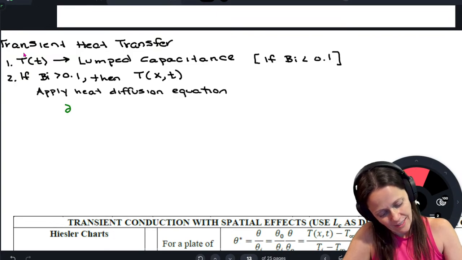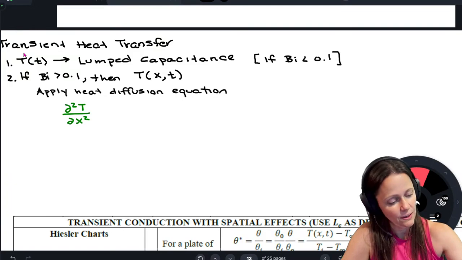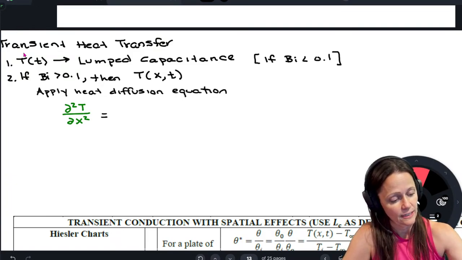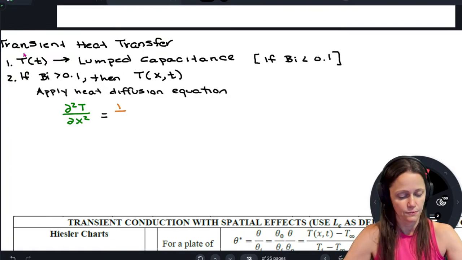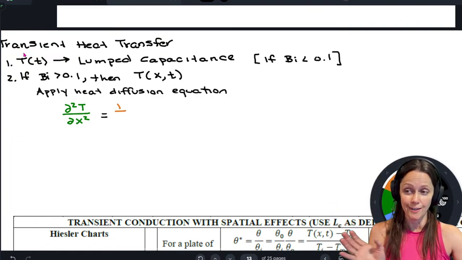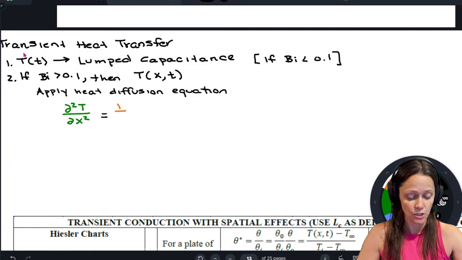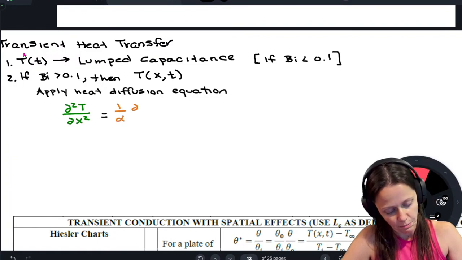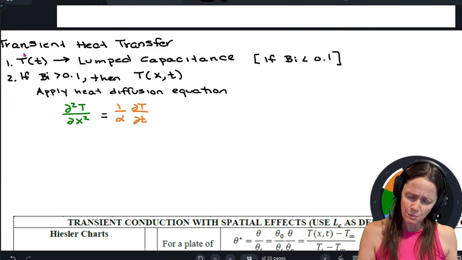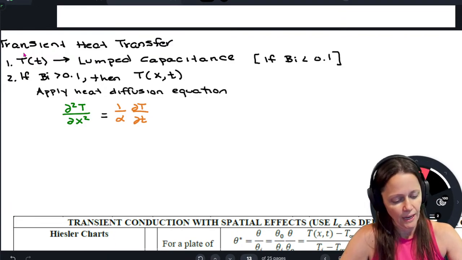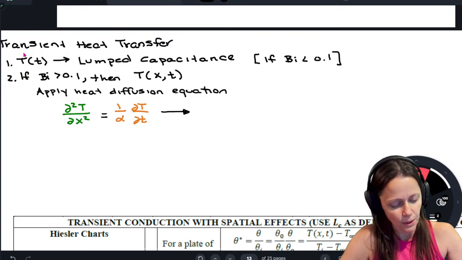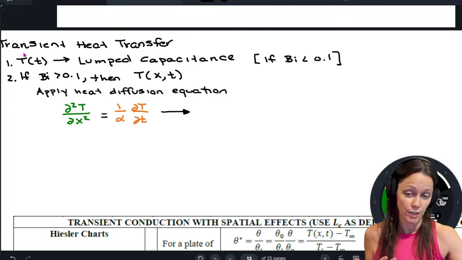All right, so then all I've got left of that heat diffusion equation, I don't really have that much, but I do have the portion that's the position dependence, the spatial dependence, and the time dependence as well. So time dependence in orange, spatial dependence in green. And to solve this, we're going to need two boundary conditions and one initial condition.